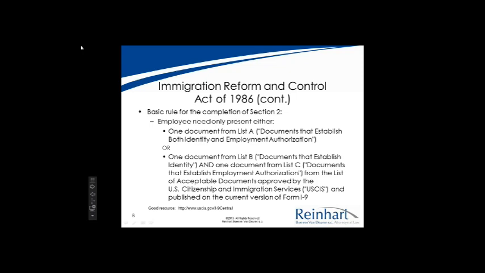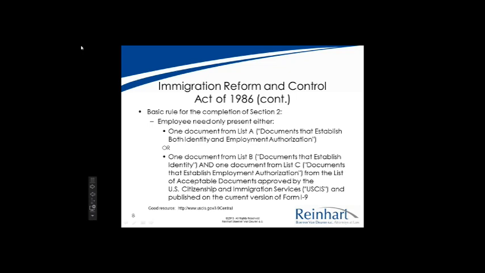So list A is sort of a list unto itself. If the document's listed under list A, and it can be multiple documents too, or a combination. So if you either get that one document or that combination of documents listed under list A, that's okay. Or then you have to do sort of a twofer. You have to get a document from list B and you have to get a document from list C. And those 2 documents sort of combine to qualify.